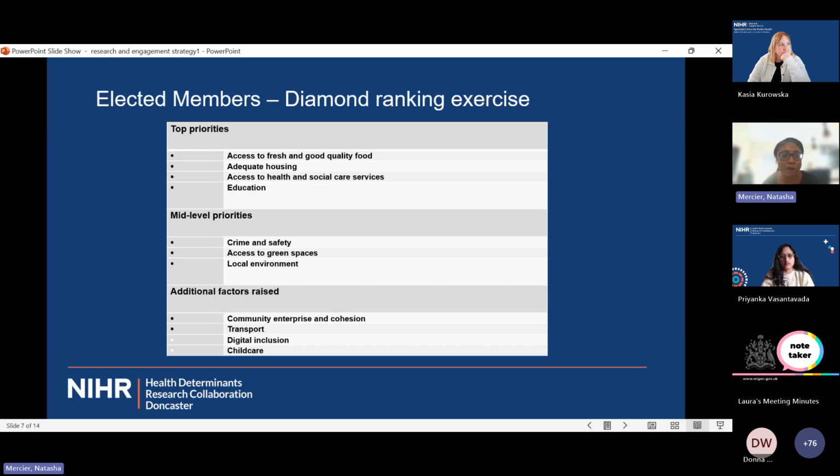So in terms of priorities from the elected members, we have access to fresh and good quality food, adequate housing, access to health and social care services and education. Mid-level priorities came out as crime and safety, access to green spaces, local environment. And some of the additional factors raised were around community enterprise and cohesion, transport, digital inclusion and childcare. So that's quite interesting in terms of how they differ depending on the different groups that we were speaking to.